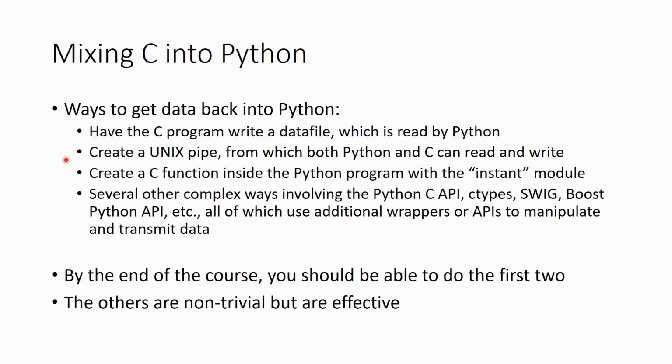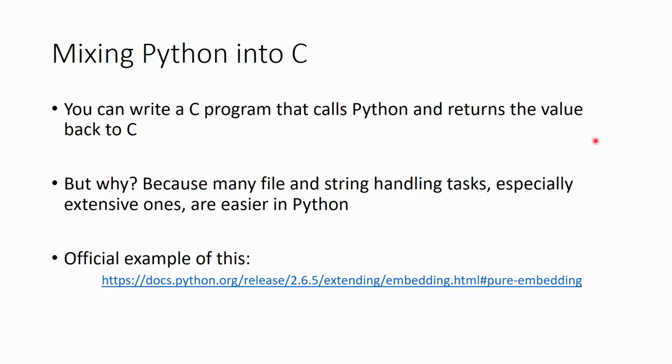By the end of this course, you should be able to do the top two: creating a Unix pipe and writing a C program that simply writes to a data file that Python can read. Those should be fairly easy for you to do. So we can write a program that calls Python and then returns the value back to C. So our C program calls Python, gets the data back.